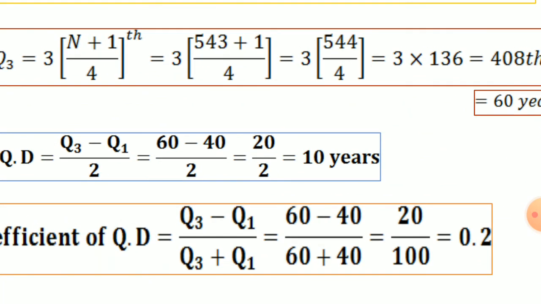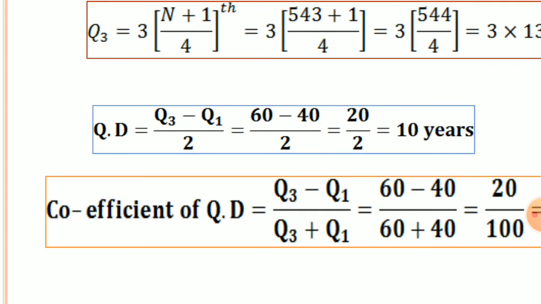Therefore 60 years. We have QD is equal to (q3 minus q1) by 2, the average and difference of upper quartile and lower quartile. 60 minus 40 divided by 2 is equal to 20 by 2 equals 10 years. This is what the value of quartile deviation.